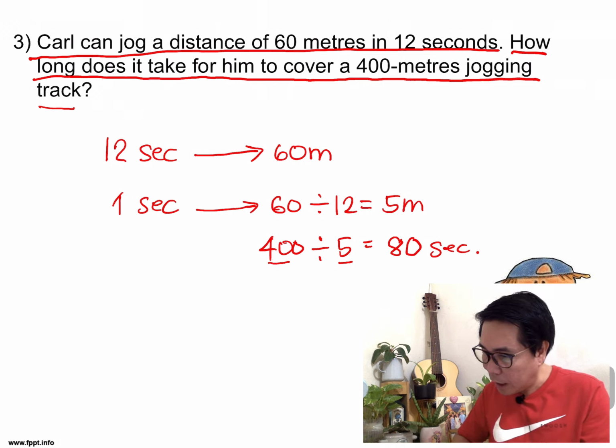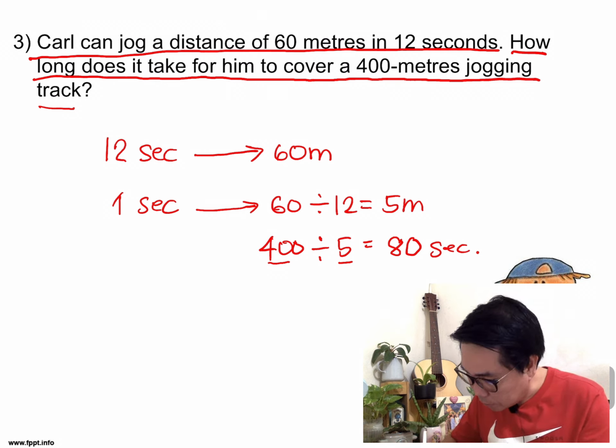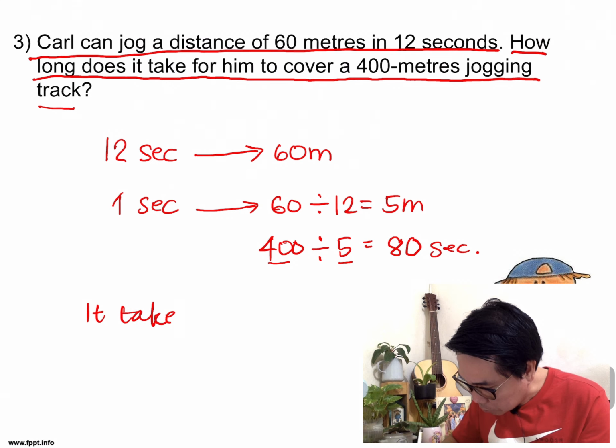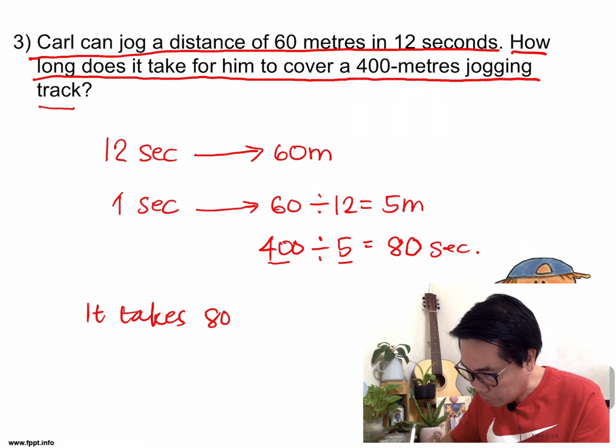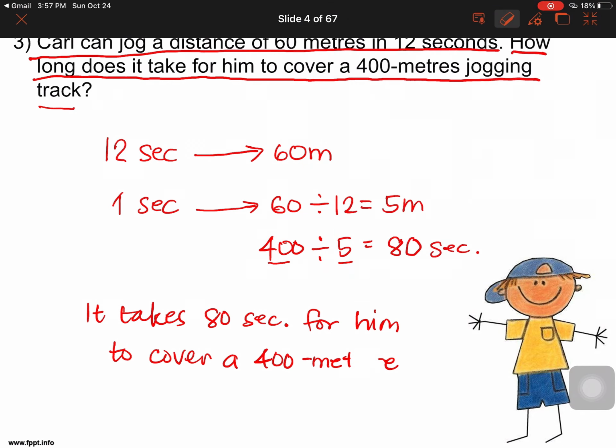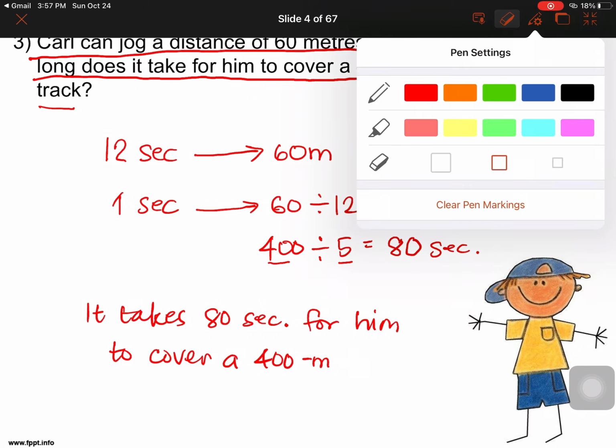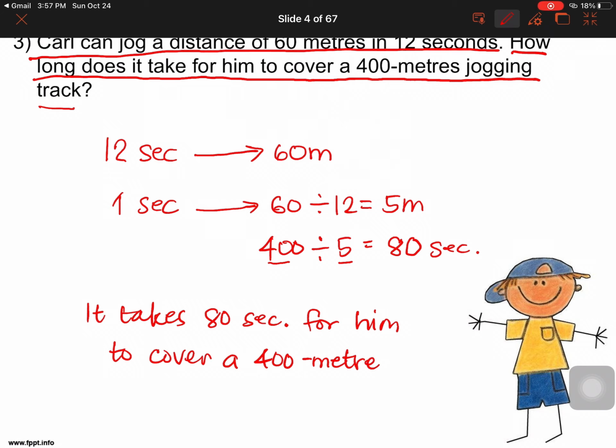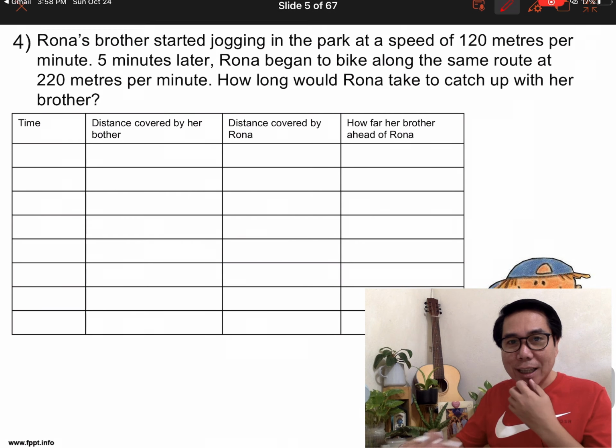So how long does it take for him? It takes 80 seconds for him to cover a 400-meter jogging track. Okay, now let's proceed to the last problem.